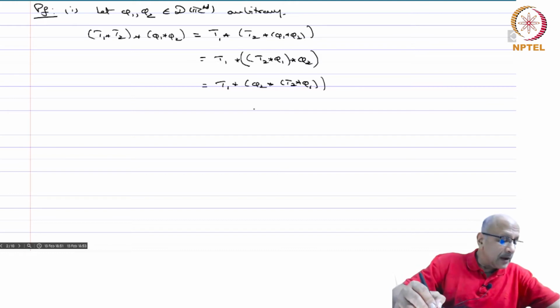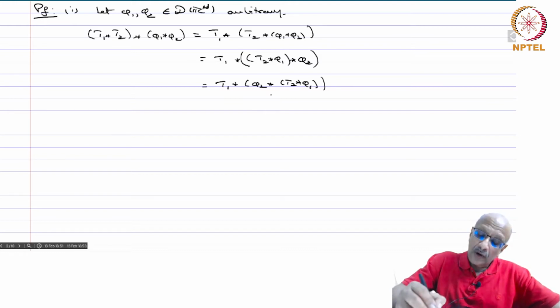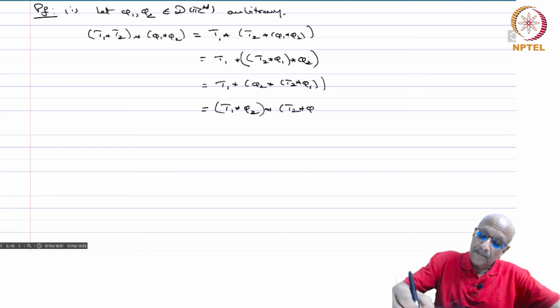Now suppose T2 has compact support, then T2 star phi 1 will also have compact support, we have seen that, and this has compact support, so we can use the associativity law. If T1 has compact support, then phi 2 has compact support and this is the C infinity function. Once again we have the second theorem which we proved, that can be used, and therefore this can be written as T1 star phi 2 star T2 star phi 1, using the two preceding theorems.